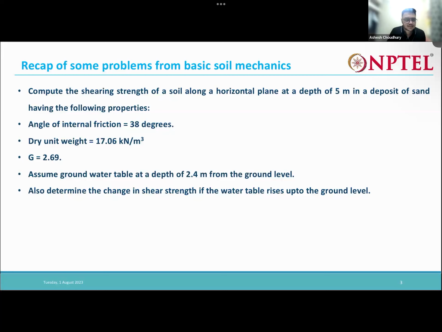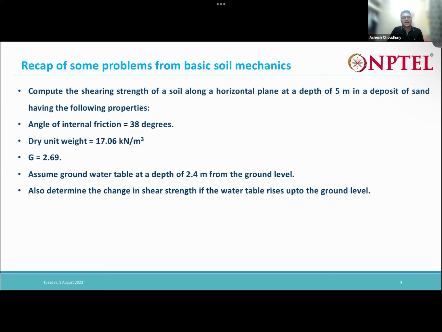Let us start by solving some problems from basic soil mechanics. So the first problem is we have to compute the shearing strength of a soil along a horizontal plane at a depth of 5 meters in a deposit of sand having the following properties. The angle of internal friction is given, dry unit weight is given, the G value is given. G is nothing but the specific gravity, right?